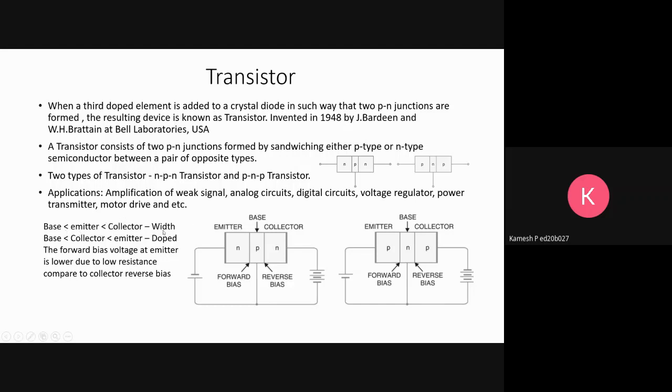In terms of structure, there are three parts in a transistor: emitter, base, and collector. In terms of width, base is smaller than emitter, which is smaller than collector. In case of doping, base is smaller than collector, which is smaller than emitter. So the forward bias voltage at emitter is lower, due to low resistance compared to collector reverse bias. Forward bias resistance is lower than reverse bias resistance.